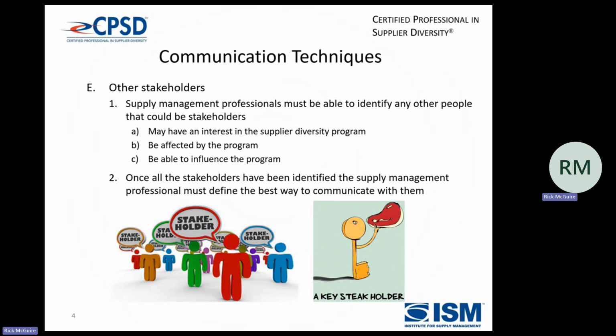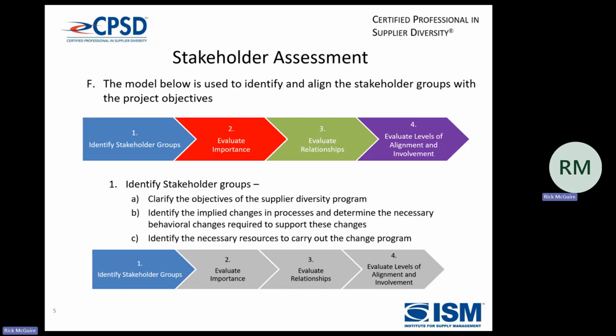Communication techniques. So supply management professionals must be able to identify any other people that could be stakeholders, may have an interest in the supplier diversity program, be affected by the program, be able to influence the program. Once all the stakeholders have been identified, the supply management professional must define the best way to communicate with them. So here's a model. It's used to identify and align stakeholder groups with the project objectives or supplier diversity program objectives. So first step here is to identify the stakeholder groups.